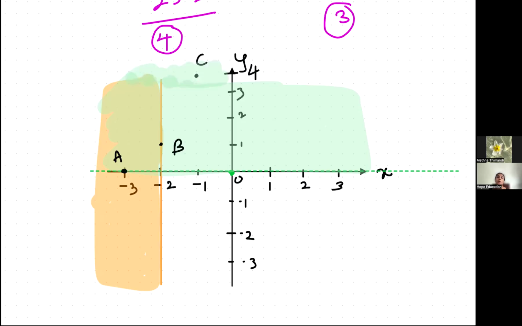Okay. Now which points belong to both the regions? What did you write? A, what do you think about A? No. No, because A belongs to the orange region, yes, but A does not belong to the green region.